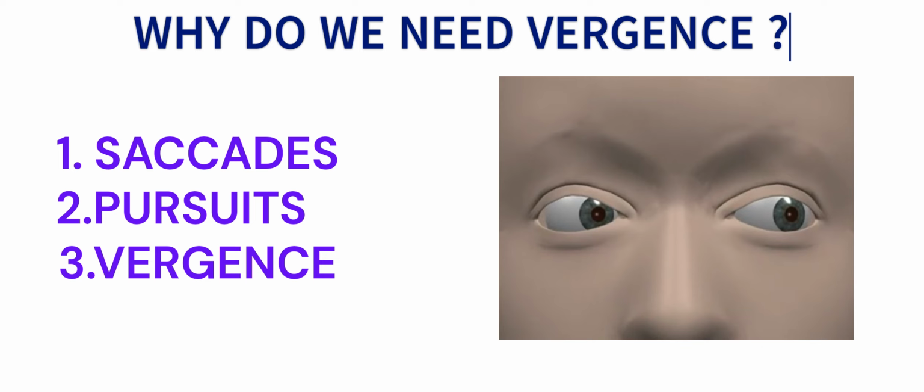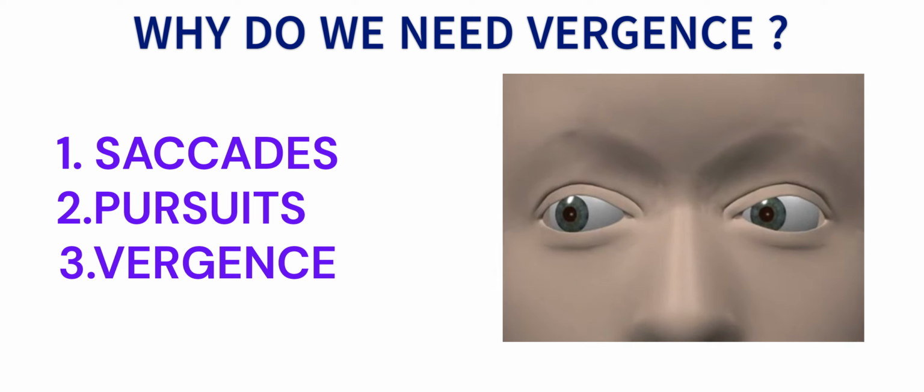Smooth pursuit system is required to hold a moving target on the fovea. We require saccadic system to bring the fovea to the object of regard. And good vergence system to place the object of regard on both foveas while looking from near to far and from far to near.